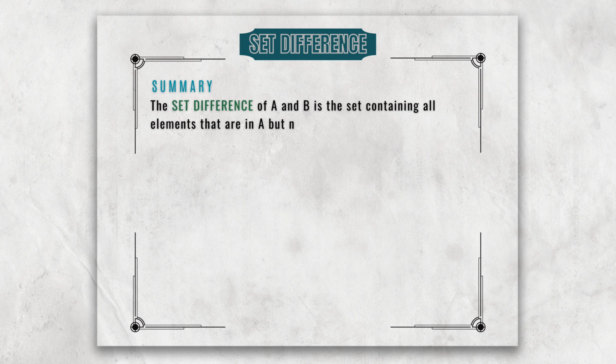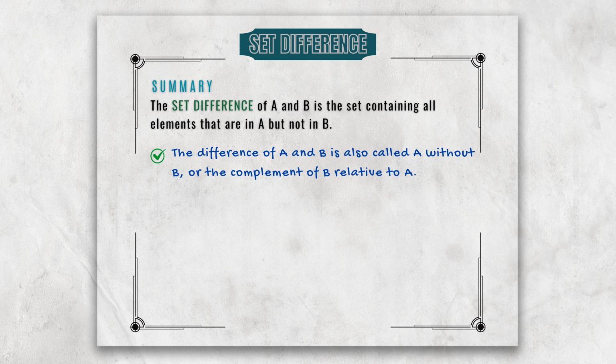In summary, the set difference of A and B is the set containing all elements that are in A but not in B. The difference of A and B is also called the complement of B relative to A.